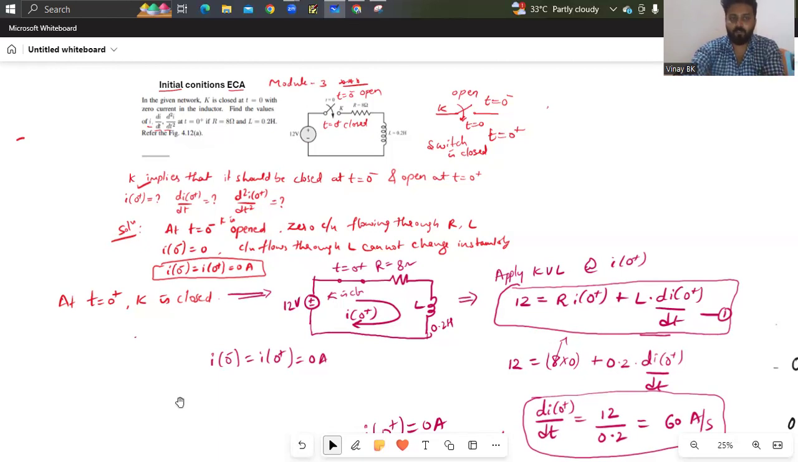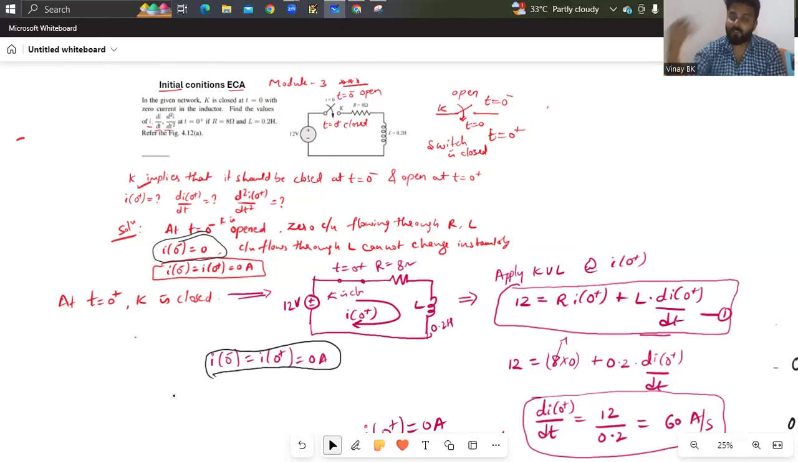Now we need to find the derivatives, I and di by dt, d square I by dt square when t equals 0 plus. Before closing, when t equals 0 minus, you already know the current flowing through the inductor is 0. So I of 0 minus, you are directly getting the value, that will be 0. Since current flowing through the inductor cannot change instantaneously, I of 0 plus is also 0 amperes. That is the initial condition of inductor elements that I explained in the previous video. So I of 0 plus is the same as I of 0 minus, that is 0 ampere. Now you need to find the derivative, that is di by dt when t equals 0 plus.